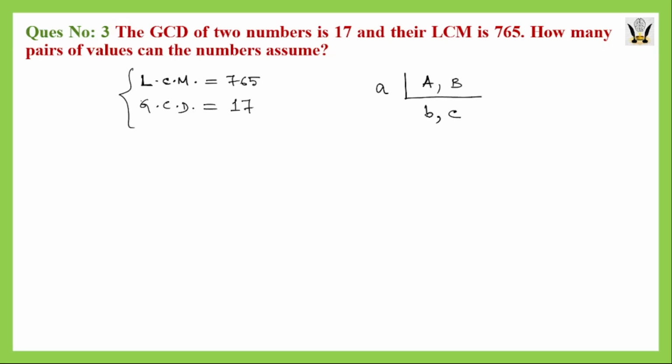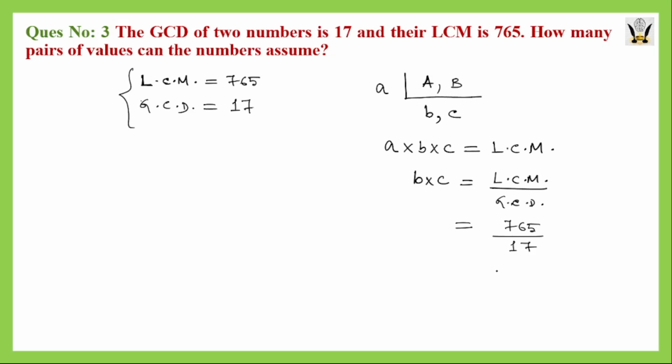And since we don't have any more common divisor between this b and c, we can say a is their GCD, and when we multiply a by b and c, that gives us the LCM of these two given numbers, capital A and B. So from the given information in the problem statement, we can say that b multiplied by c will be, in our case, LCM divided by GCD, and that value is 765 divided by 17, so that will be 45.